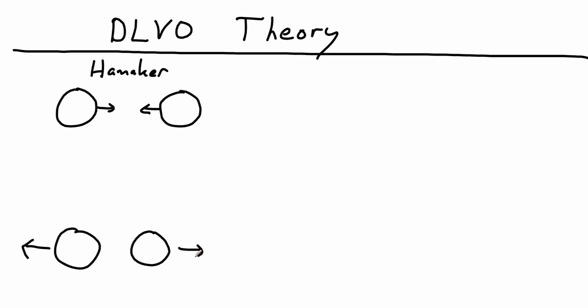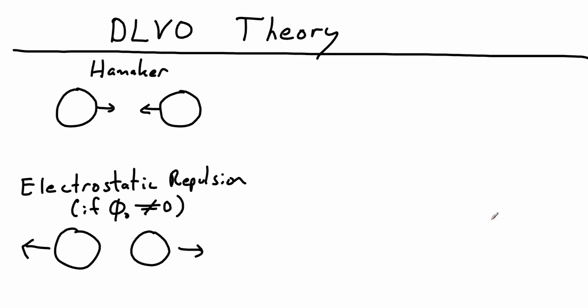On the other hand, we know that there's an electrostatic repulsion between the particles due to surface potential. So as long as the surface potential is not equal to zero, the particles are going to repel each other. So the stability of a colloidal system is going to depend on the balance between these two interactions: electrostatic repulsion, which pushes particles apart and thus stabilizes the colloid, or Hamaker attraction, which pulls them together and tends to cause the dispersion to destabilize and coagulate.